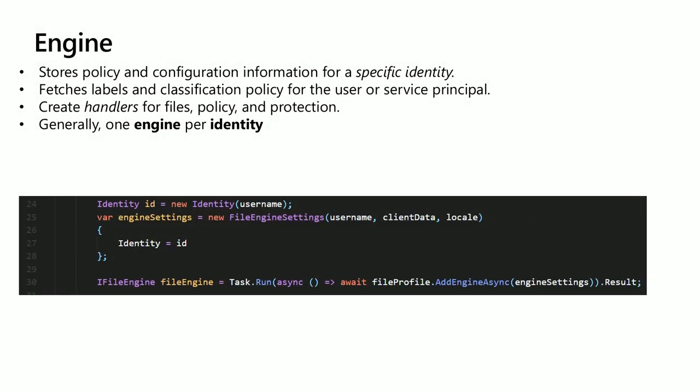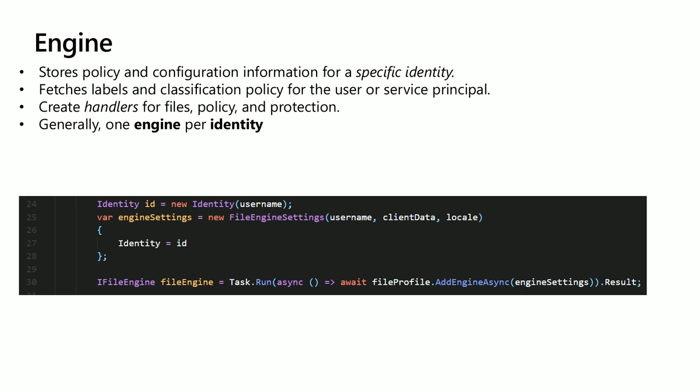So the operation that would happen after I've loaded the profile is to create an engine. So the way to think of an engine is that this is the identity-specific class in the SDK. Anything that I'm doing as a specific principal or a user happens with its own engine. So if I'm running a SaaS application that's operating as a service principal, I create 1 engine, because that service principal is going to do everything.